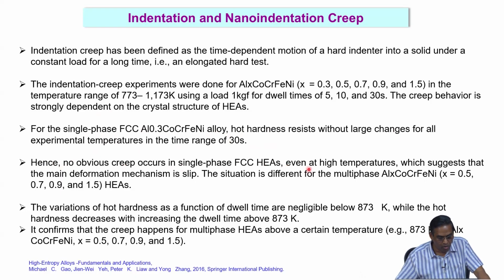So, no obvious creep occurs in a single phase FCC high entropy alloys even at high temperatures, which suggests that the main deformation mechanism is slip. Okay, so creep is also a deformation mechanism. The variations of the hot hardness as a function of dwell time are negligible. You see, this is what we are seeing. It's negligible, no? You are not seeing any difference.